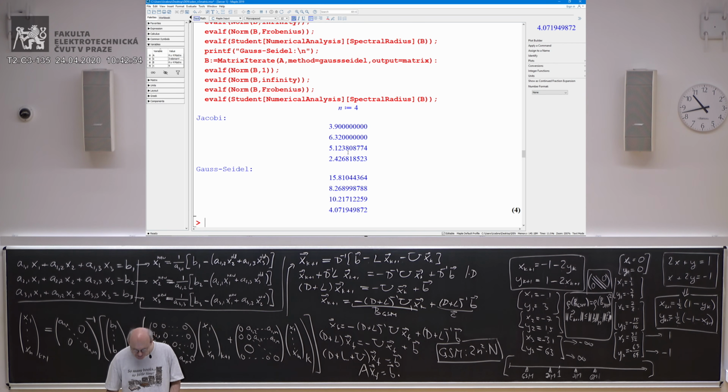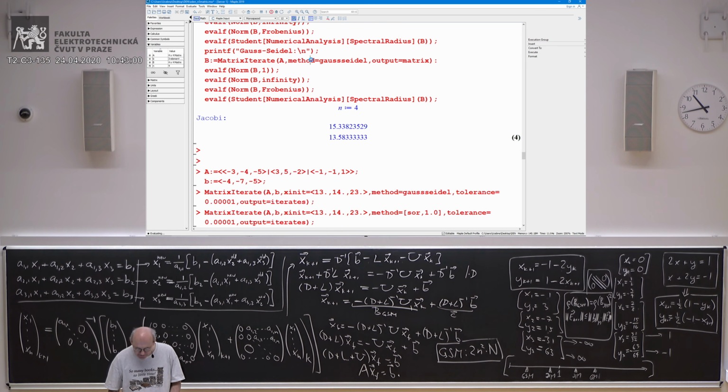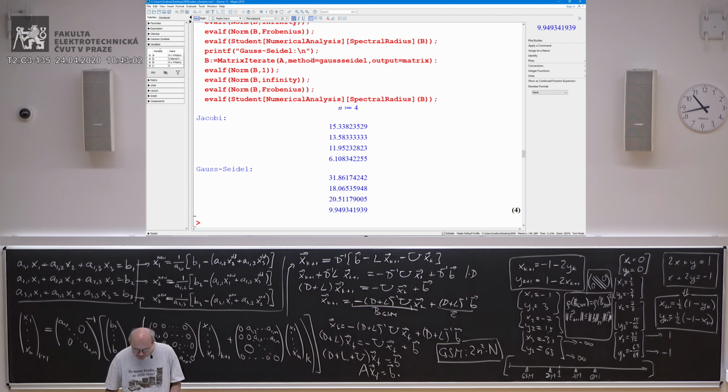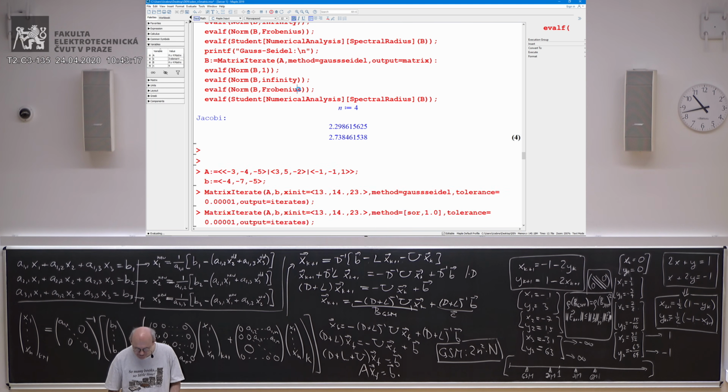Okay, let's try more matrices. So here is another matrix, and again divergence for Jacobi and divergence for Gauss-Seidel. Another one. Divergence again. Another one. Divergence. Well, this one is close actually. 1.6, 1.8, 89. That's nearer to 1 than before, but it's still divergence for both methods.